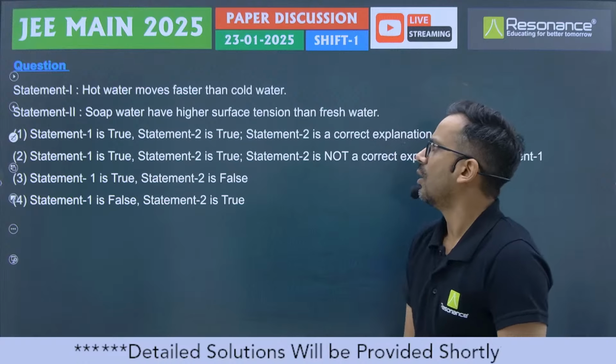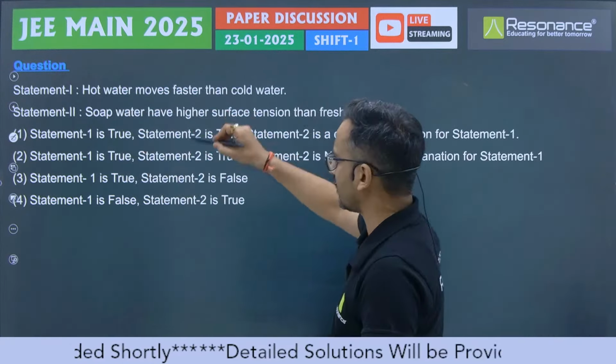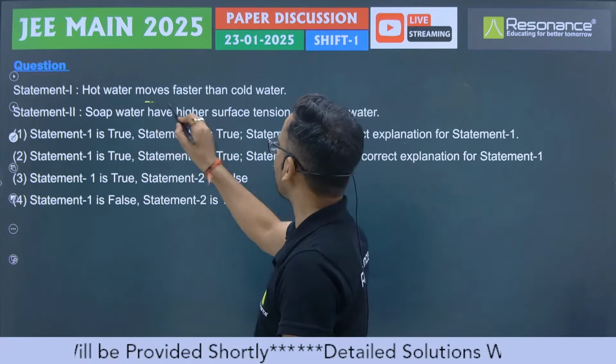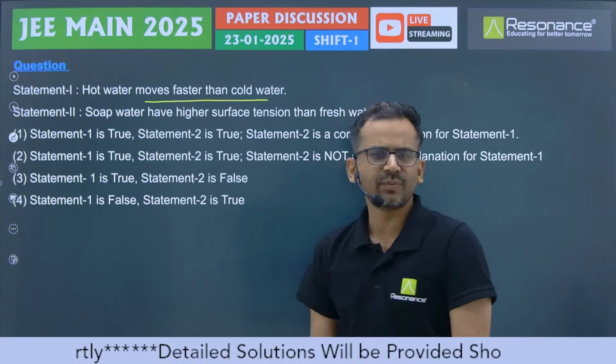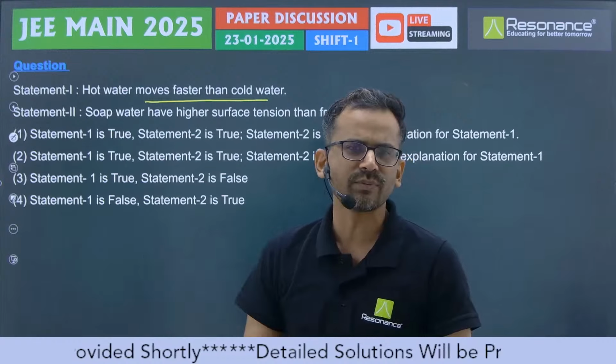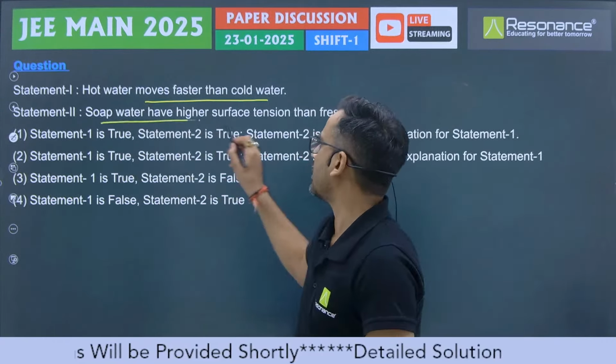Okay, this is an assertion-reason type, but not exactly assertion-reason, we just have to choose the statements. So, hot water moves faster than cold water. Obviously we know that, when we give heat to anything, energy will increase, and hot water moves faster than the cold water. That is correct. Mainly statement 2 is important here.